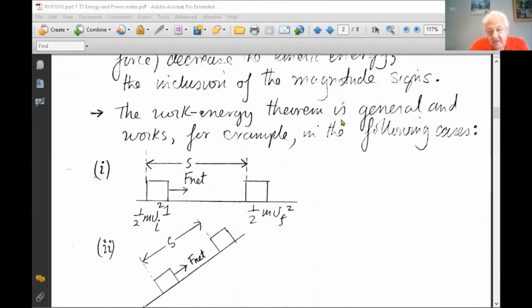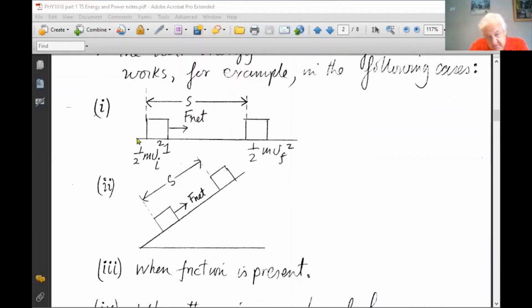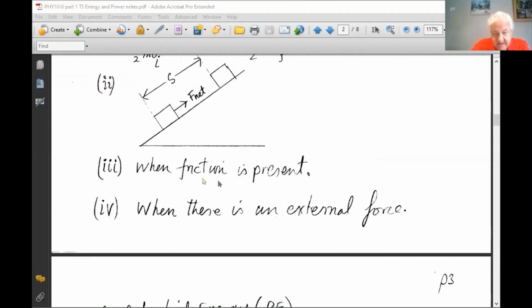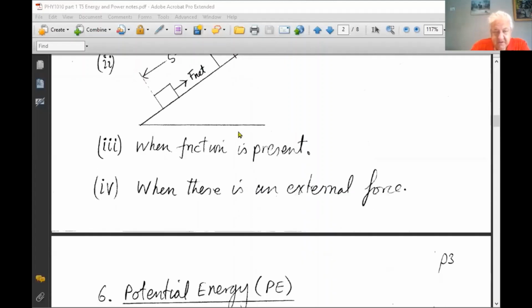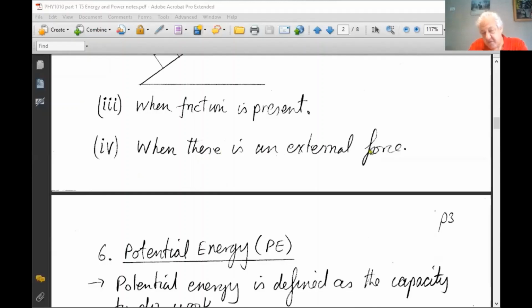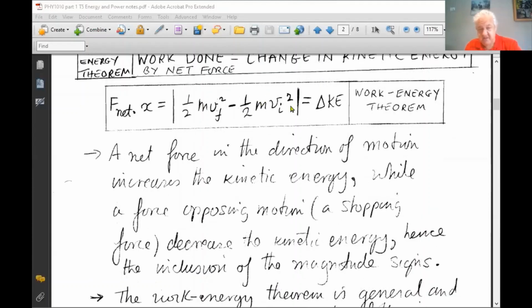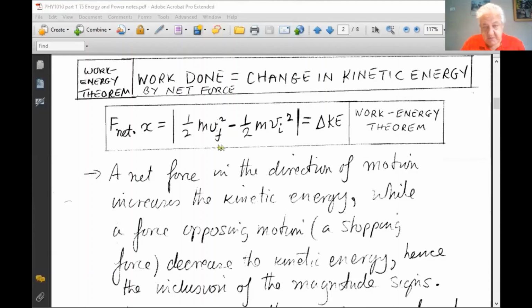The thing to note with the work energy theorem is that it's general. It works in a variety of cases. For example, it's going to work in the horizontal direction. It will also work on a slope. It works when friction is present, for example, friction on the slope or friction on the ground. It also works when external forces are acting. So my work energy theorem is general and it saves a lot of calculation. You can normally do the same calculation by first principles, which is much longer. But if you remember this principle, it saves calculation. So this is my important work energy theorem.